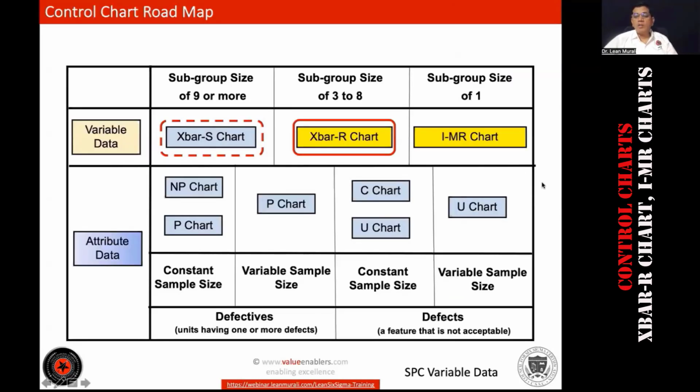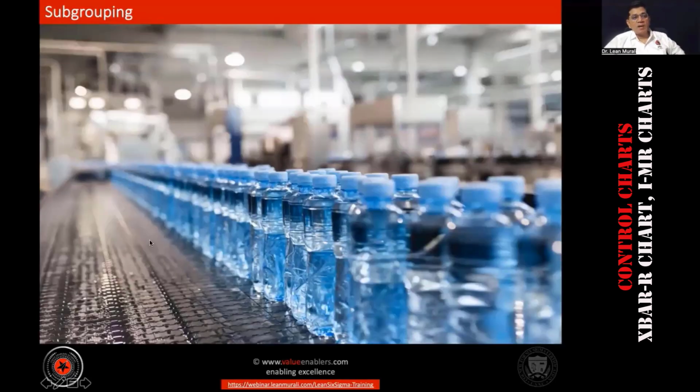Okay, now that you have understood this IMR, let us quickly complete the Xbar R chart also today. Suppose you have these subgroups, and to help you understand what subgrouping is here, what do you see on the screen? Type in the chat box quickly. All right, water bottle manufacturing. Okay, you see water bottle manufacturing.